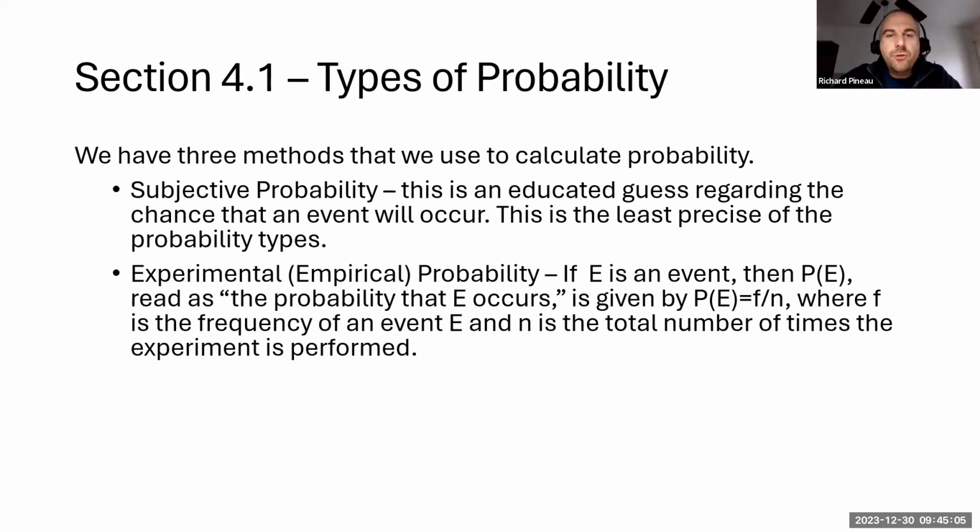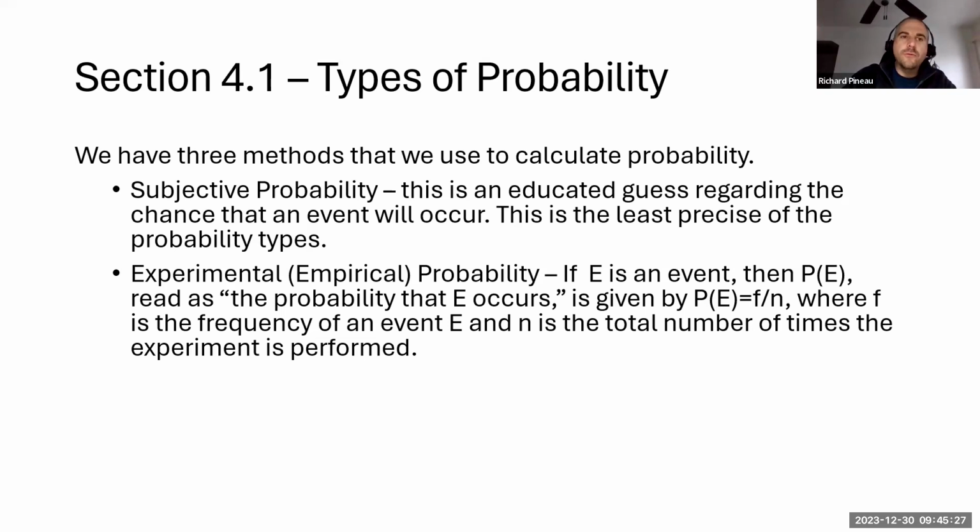We also have experimental or empirical probabilities. This is where we have an event E, and we use the notation P of E. This is read as the probability that E occurs. This is equal to F over N, where F is the frequency of an event, E, and N is the total number of times the experiment is performed.